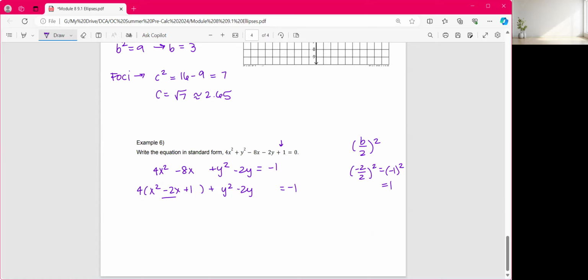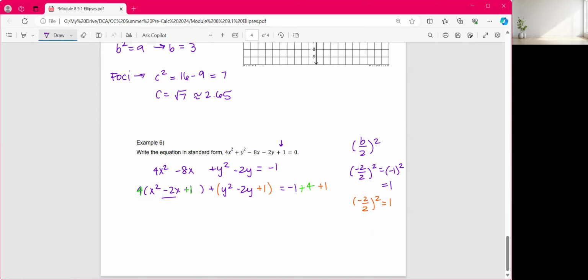Remember, what I do to one side, I do to the other. So notice if I add a 1 here, which is technically being multiplied by 4, so really that represents a 4 on this left-hand side of the equation, I have to add a 4 onto the other side of the equation. And then I'm going to do the same thing with the y's here. My b term is -2 divided by 2 squared, and I know I'm going to get a +1. So if I add a 1 here, I'm going to add the 1 to the other side.